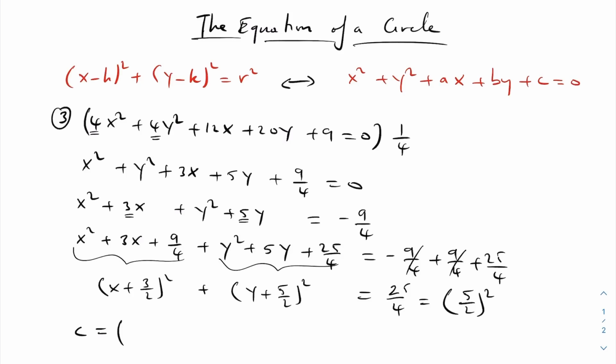And so with that, I can simply read out what my center is and what my radius is. I'm going to have the center equal to negative 3 over 2, comma, negative 5 over 2. And the radius is going to be equal to 5 divided by 2. And so with that, we are done.